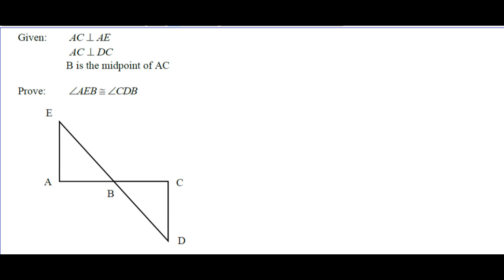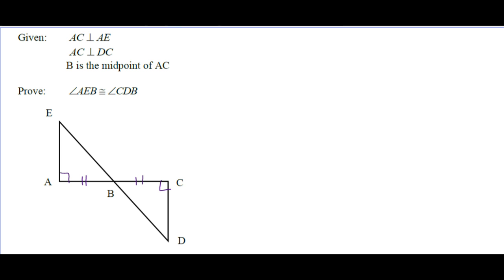All right, given AC is perpendicular to AE, so we got 90 there. AC is perpendicular to DC, and B is the midpoint of AC. Which means that those 2 sides will be equal, right? If it's a midpoint, it's splitting it in half, so that AB must be the same as BC. That'd be the definition of a midpoint.